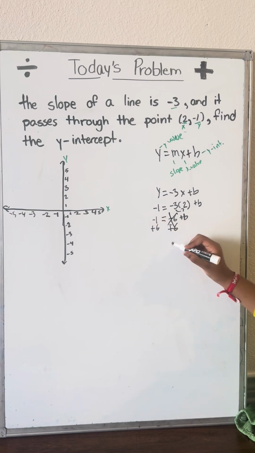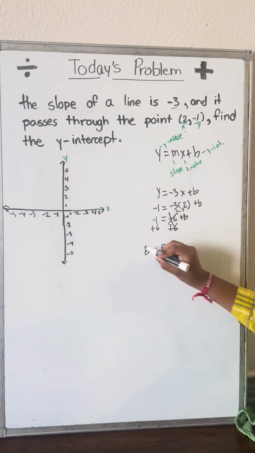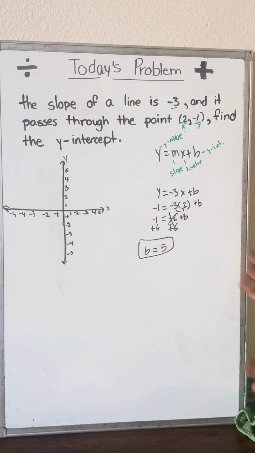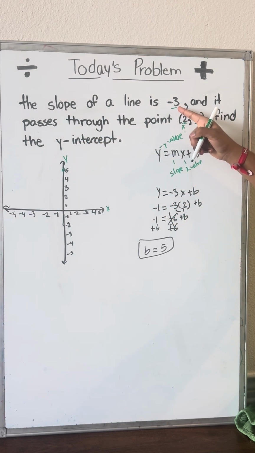Now we have -1 plus 6. -1 plus 6 is 5. So that means b is equal to 5. And then if we would plot it, the b would be 5, which is right here. And then we would do this, which is -3.